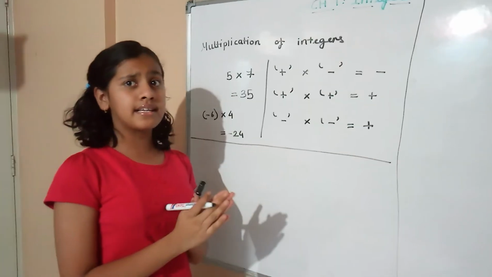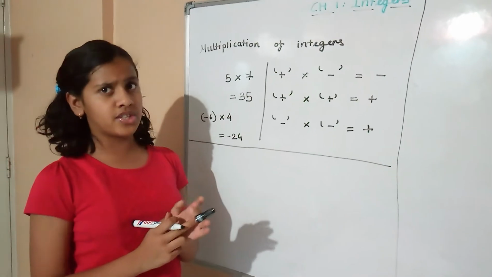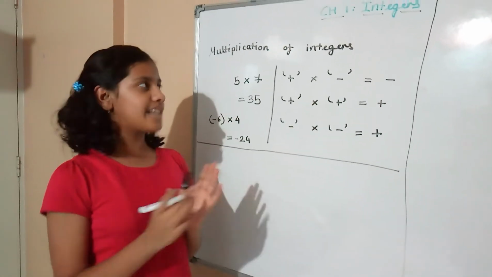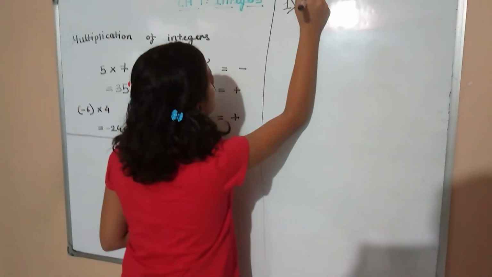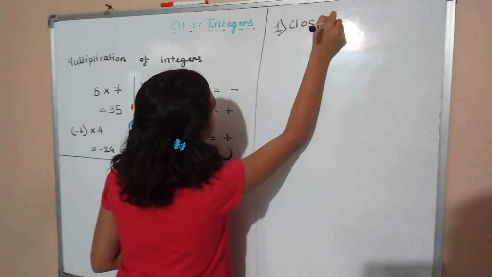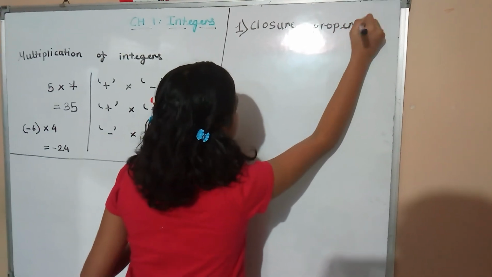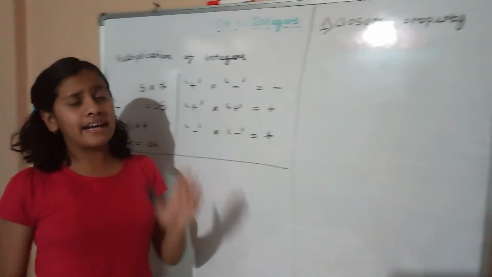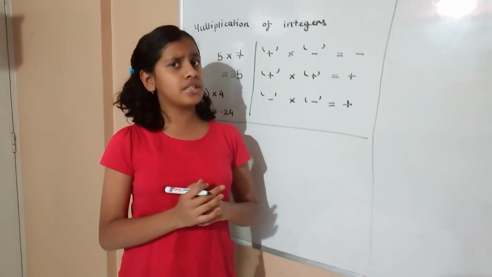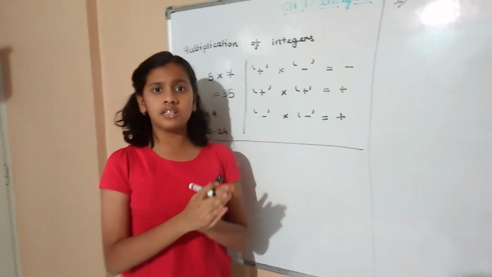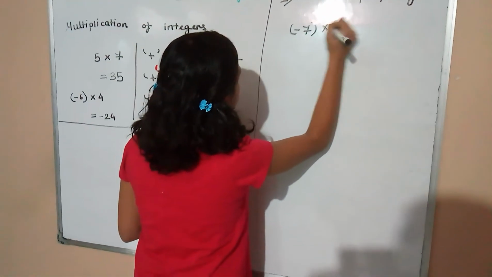In my last video, we had discussed the first property of integers based on addition and subtraction. We will be seeing whether this property is applicable for multiplication also or not. The property is closure property. In closure property, we were adding two integers and we were seeing whether the result is an integer or not. So over here, we will be multiplying two integers and we will be seeing whether the product is an integer or not. Let's take -7 into 6.